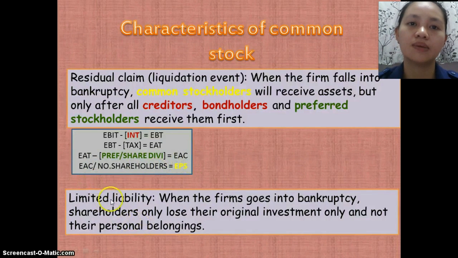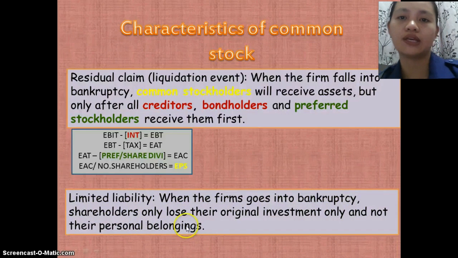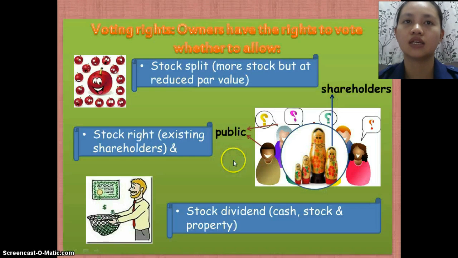Okay. The second one is limited liability. When the firm goes into bankruptcy, shareholders only lose their original investment and not their personal belongings. And this is the voting rights. Owners have the right to vote on whether to allow stock split, stock right, and stock dividend.